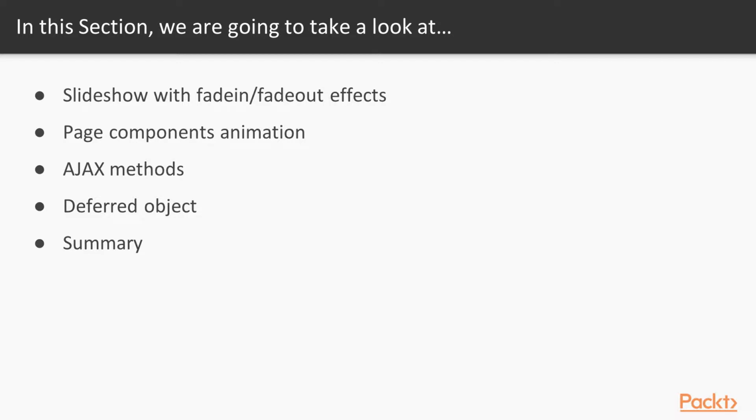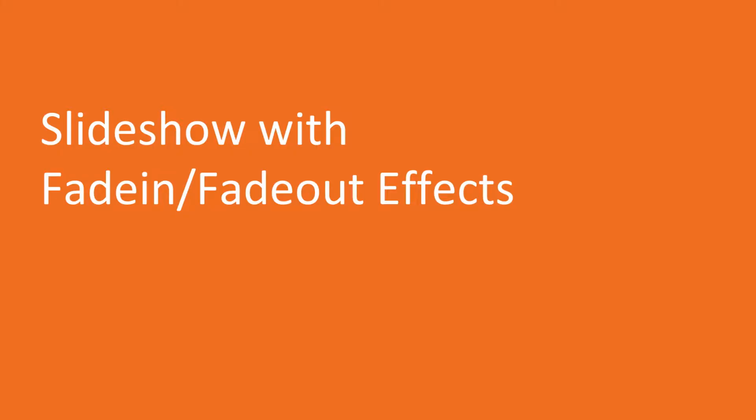We will create a slideshow with fadeIn and fadeOut effects. Then, using animation, we are going to improve application components. We will replace mock data with remote data using Ajax. Next, we will cover the third object, and at the end, we are going to recap our project. I will tell you how we can improve the application environment, the pros and cons of using jQuery, etc.